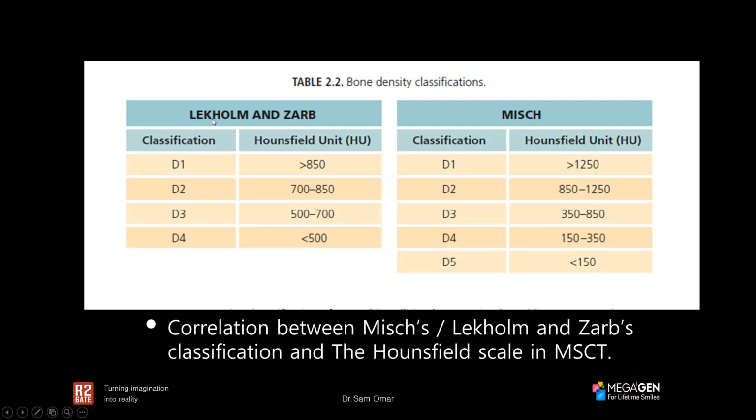The problem is, with Lekholm-Zarb classification, D1 is plus 850. On the other hand, D1 in Misch's classification is more than 1250, which means that there's a big discrepancy between the two. Also, D4 in Lekholm-Zarb classification is under 500. On the other hand, in Misch's classification, D4 is from 150 to 350. So see here that there's a big difference between the two. So that's number 1, and that's one of the main reasons why we're not using Hounsfield units to measure the density of bone in the CT.